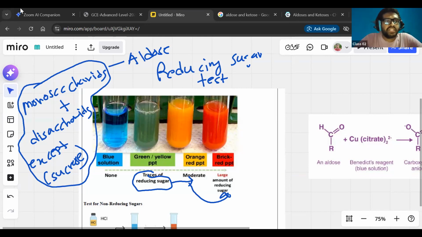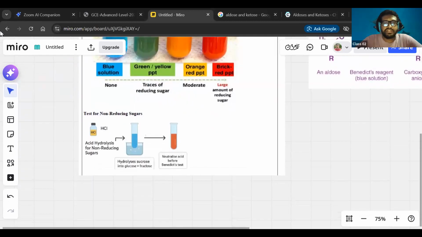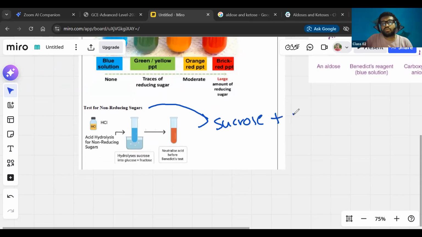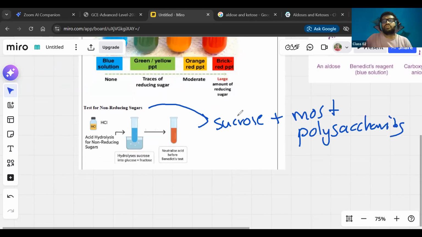On the other hand, if you want to identify a non-reducing sugar: since reducing sugars are monosaccharides and all the disaccharides except sucrose, the non-reducing sugars will always be sucrose plus most polysaccharides. In this case, if we add some drops of HCl to the sucrose, it will turn into a glucose plus fructose solution.